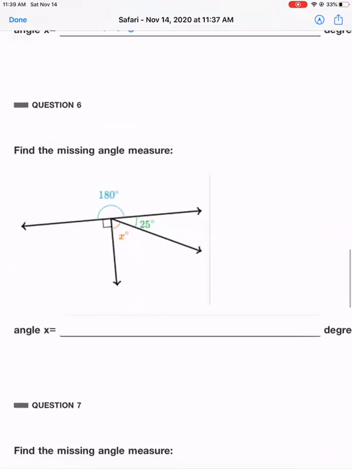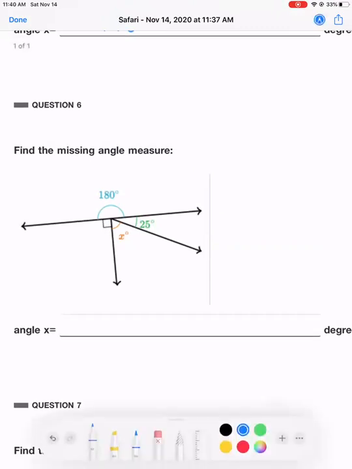All right, let's take a look at number 6. So again, I'm trying to find that missing angle. Let's look at what I'm given. So I know this angle is 180, and this angle here is 90. I know that all the way around the circle has to be 360 degrees. So this missing part of the circle here has to be 90, because I would have to have 180 plus 90 plus 90 to get up to 360 degrees.